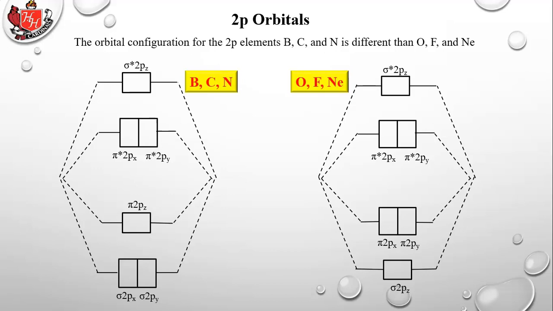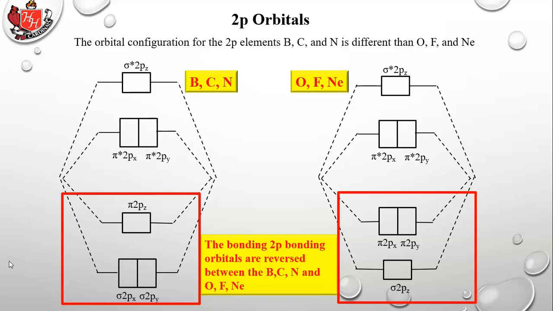Now, here's a difference here, and I want you to have this memorized. The diagram on the left is for boron, carbon, and nitrogen. The diagram on the right is for oxygen, fluorine, and neon. And you'll notice that they're not identical. Down there, what you see in the red box, the bonding orbitals are reversed.